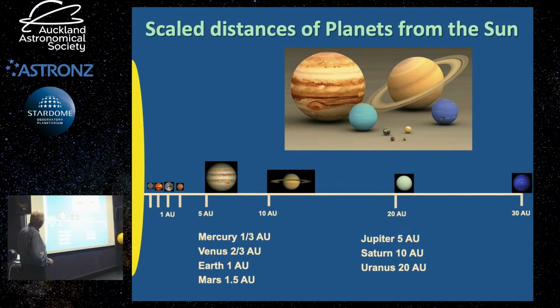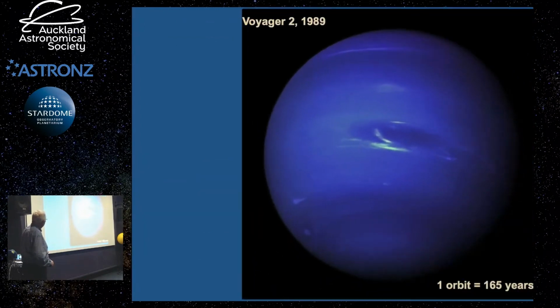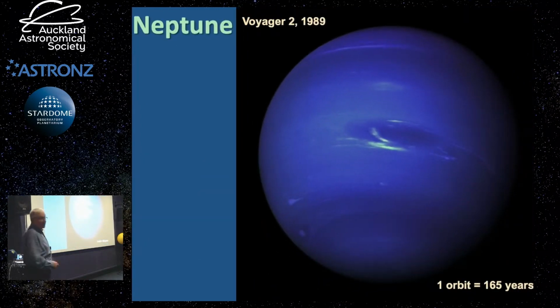Let's move on to Neptune. 30 astronomical units. See how the spacing is getting more and more. So this is the scale. Let's have a look at Neptune. This is a picture taken in 1989 from Voyager 2, NASA's craft that went out to the outer solar system. As you can see, it's pretty featureless. One orbit, 165 years.